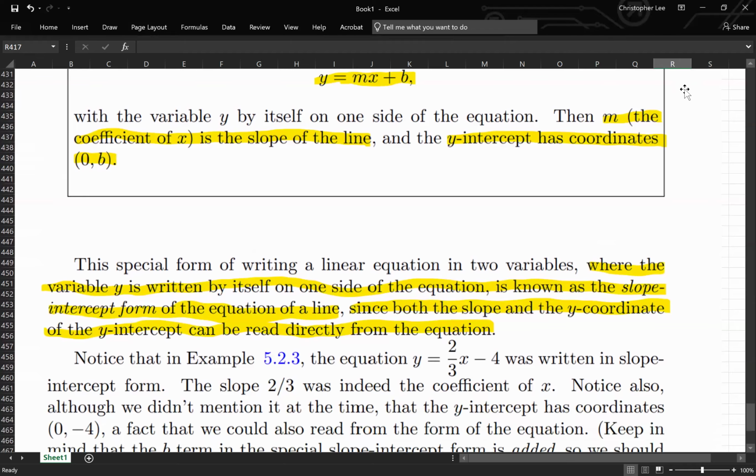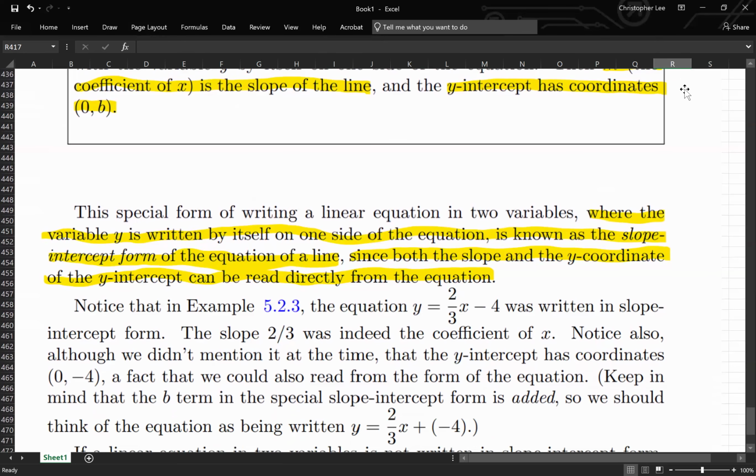So notice, right, the equation y equals 2 over 3x minus 4 was written in slope-intercept form. The slope 2 over 3 was indeed the coefficient of x. Notice also, although we didn't mention it at the time, that the y-intercept has coordinates 0, comma negative 4, a fact that we could also read from the form of the equation. So keep in mind that the b term is added in the special slope-intercept form, so we can think of the equation as being y equals 2 over 3x plus negative 4.